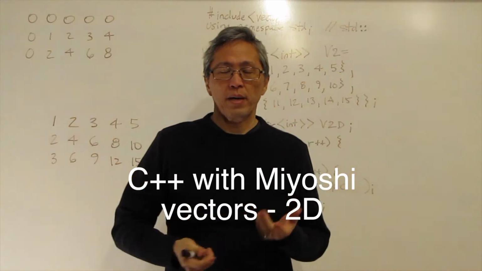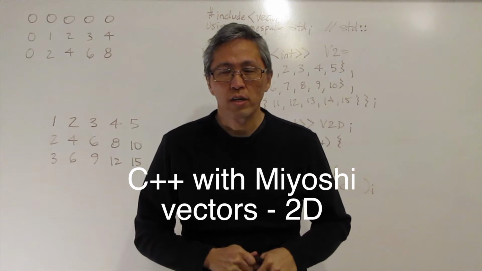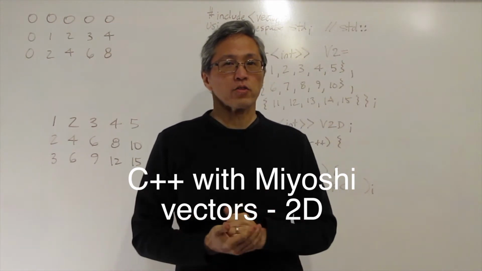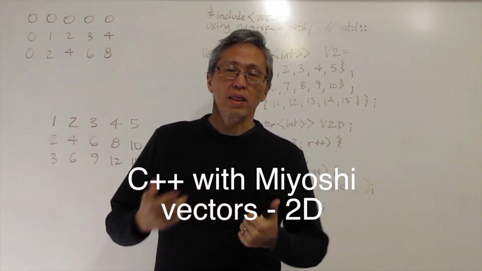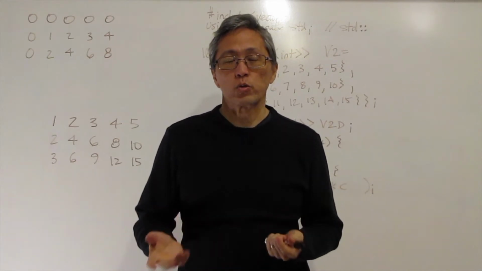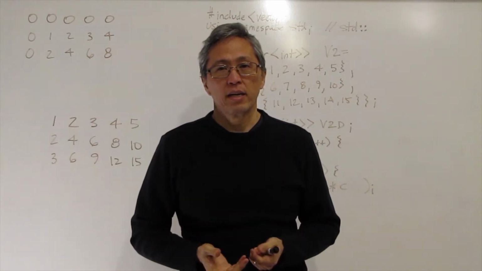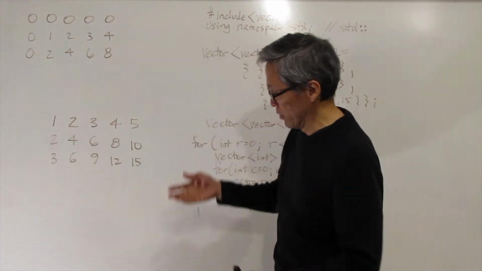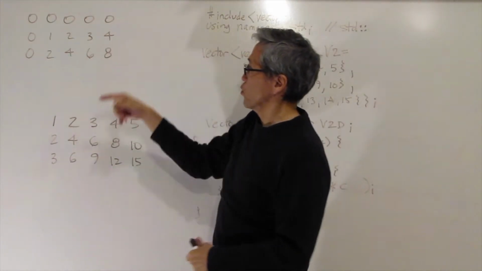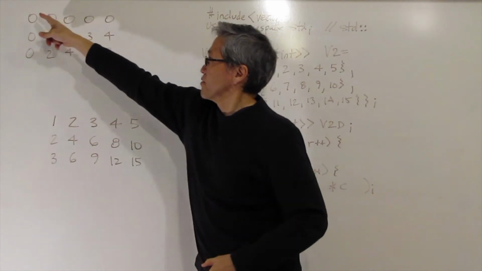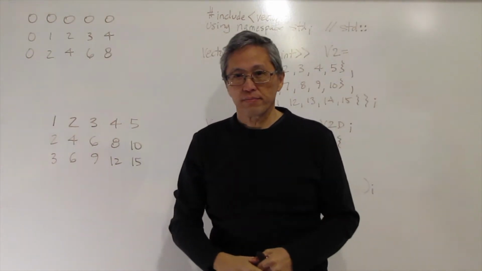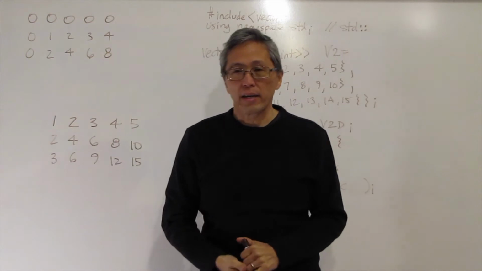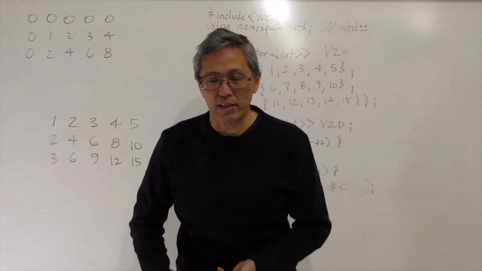I want to talk about 2D vectors today. So 2D vectors are very useful if you want to make a table. Like vectors, you still want all your data in one variable name, and now you get rows and columns. So if I want to do something like this, three rows and 5 columns of data, I could do that very simply with a 2D vector.